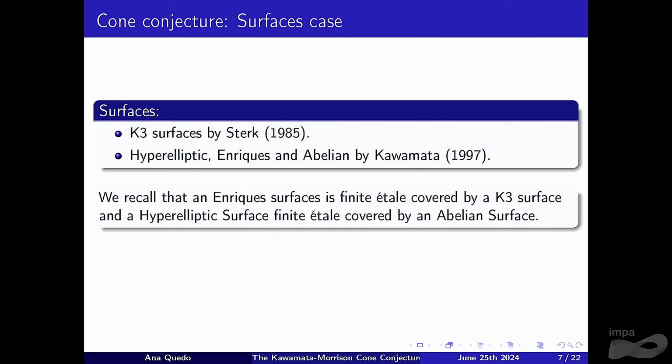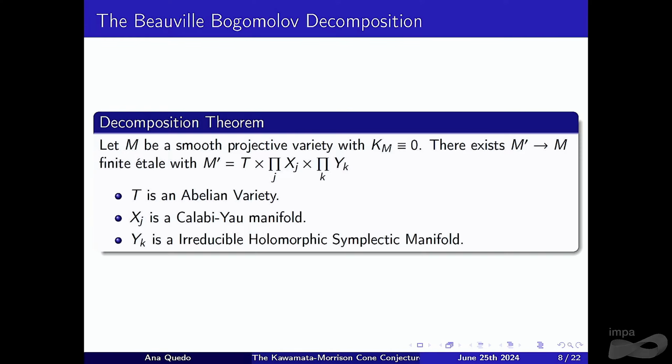I recall to you that an Enriques surface is finitely covered by a K3 surface, and a hyperelliptic surface is finitely covered by an Abelian surface. So what can we say about higher dimensions? How do we approach this conjecture? I also recall to you another theorem that is called the Beauville-Bogomolov decomposition.